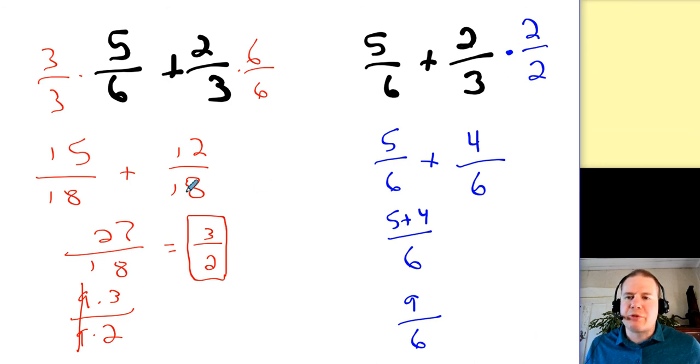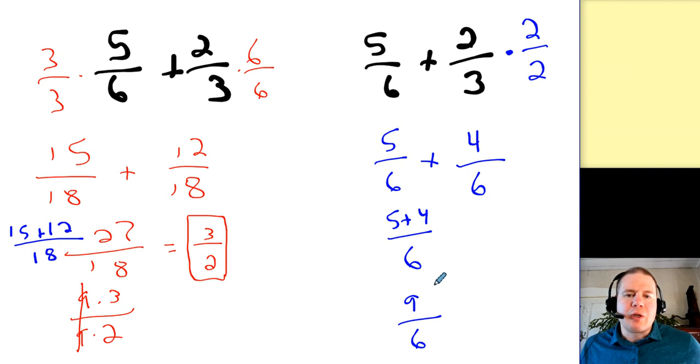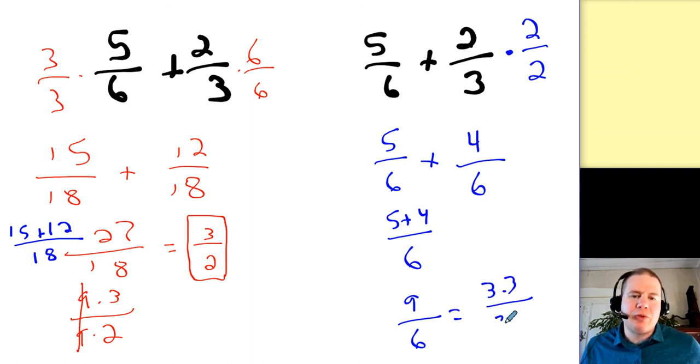I didn't bother to write the step. I should have 15 plus 12 all over 18, or 5 plus 4 over 6. Now I still have to reduce. Sometimes the numbers just work out that way. But spotting 3 as a common factor is, I hope, easier than spotting 9 as a common factor. So when one denominator is already a multiple of the other, leave that one alone and just multiply by whatever that missing factor is over here.